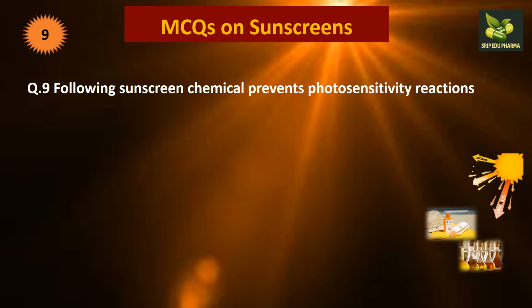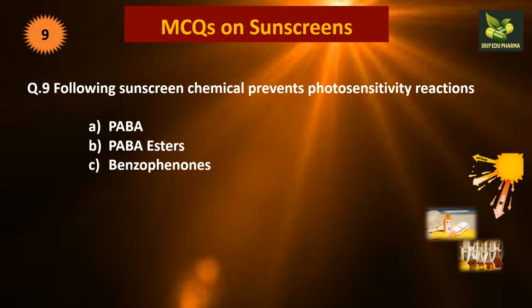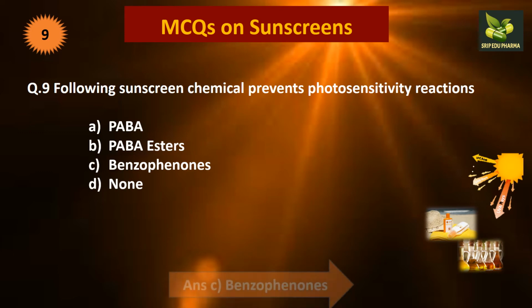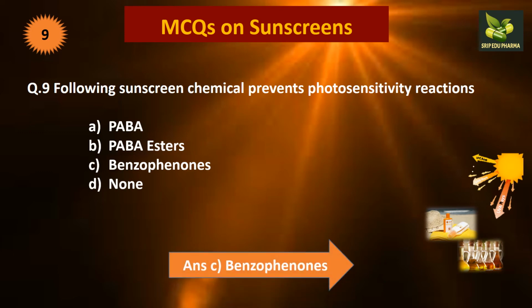Question 9: the following sunscreen chemical prevents photosensitivity reactions. A. PABA, B. PABA esters, C. benzophenols, or D. none. Here the answer will be C, that is benzophenols, because benzophenols are the ones which prevent photosensitivity reactions.